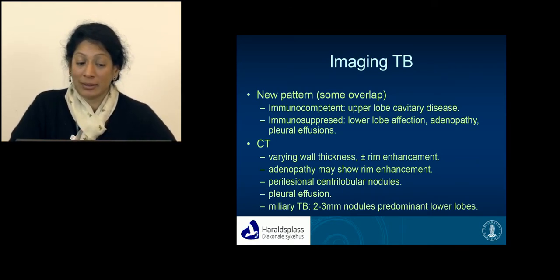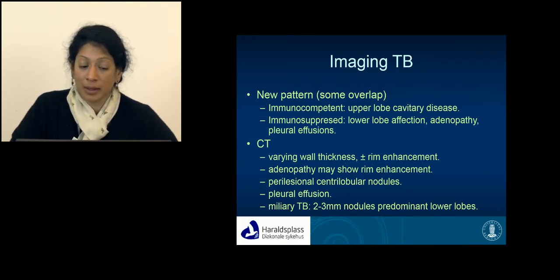So when you have cavities, the tuberculosis cavities have varying wall thickness. They may or may not have rim enhancement. It's interesting to show that the adenopathy may show rim enhancement, which is relatively often in tuberculosis, but not exclusively in tuberculosis. Perilesional central lobar nodules are very common. You often have pleural effusion, and if you have miliary tuberculosis, you have then cavities in the predominantly lower lobes, not the upper lobes. And these cavities are relatively small, 2 to 3 millimeters.